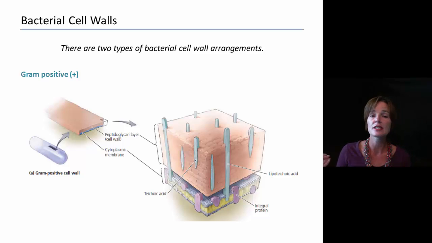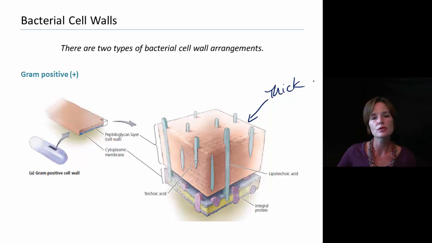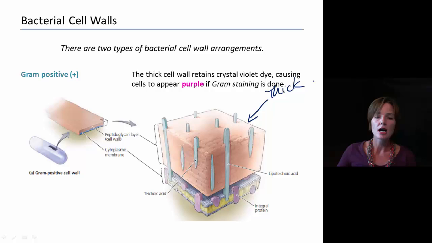Type number 1 is going to be the gram-positive bacterial cell walls. These are going to have this really thick cell wall. Notice how thick it is right here, super thick. It's on the outside of the cell, outside of their cellular membrane, which you can see below that. And the fact that this is so thick means that if we perform this special type of staining technique called the gram staining, it's going to really suck up and absorb that dye.